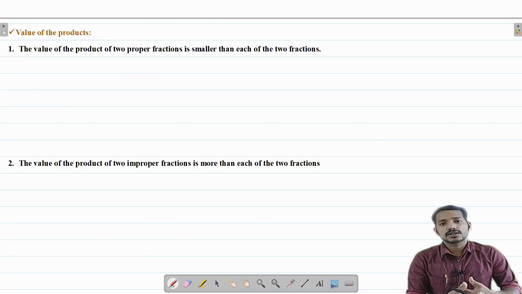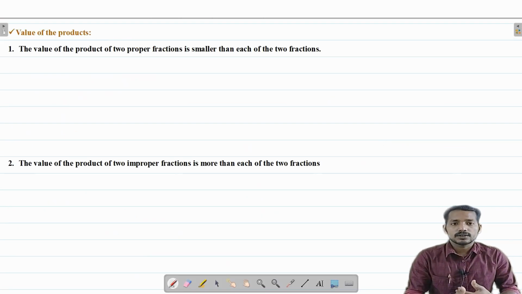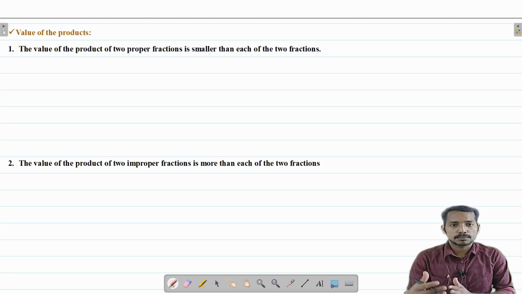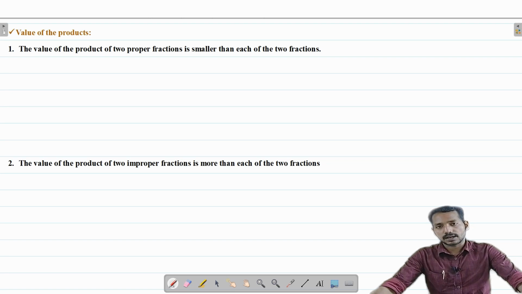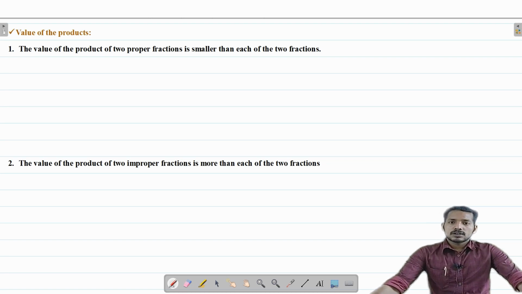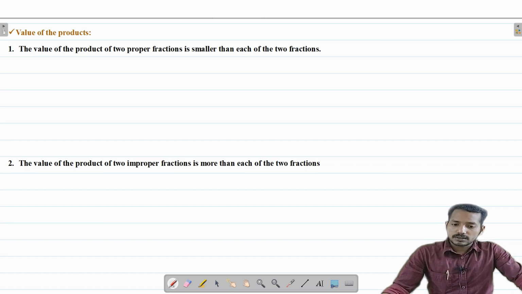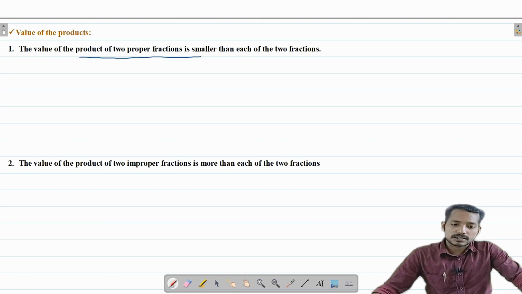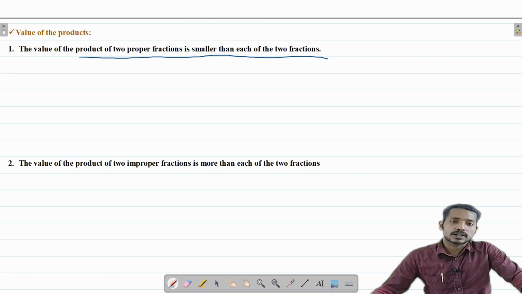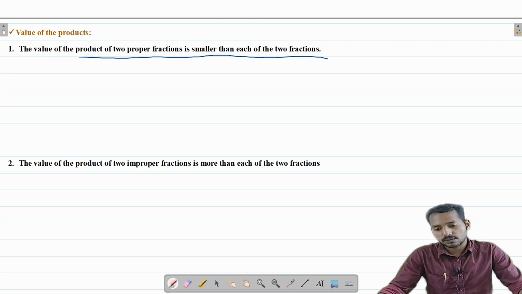The next topic we are going to see is the value of the product. What will be the range of the value of the product when two proper or improper fractions multiply each other? There are two possibilities. The first one is when two proper fractions multiply, the value of the product of the two proper fractions is smaller than each of the two fractions. How is it possible? For example, let's take 1 by 2 and 1 by 3.